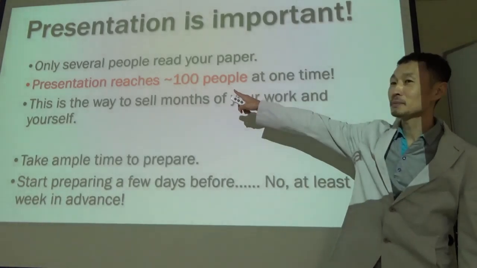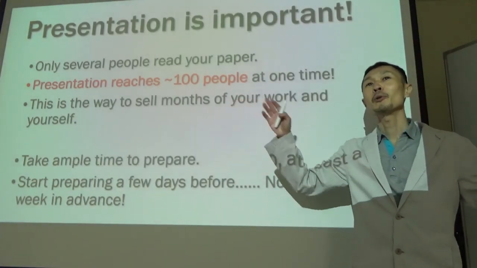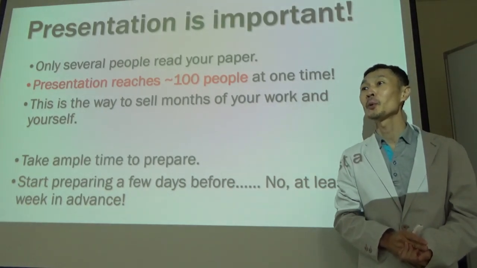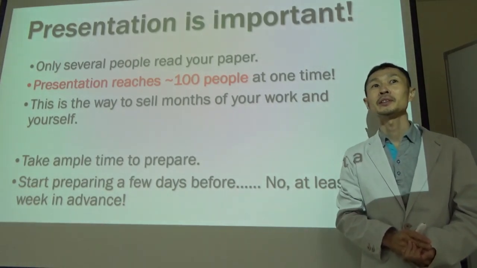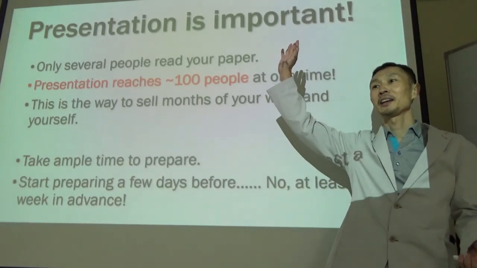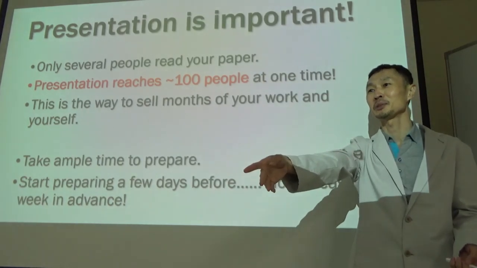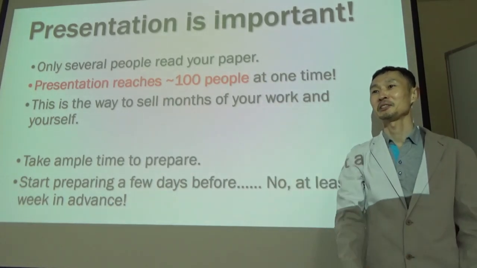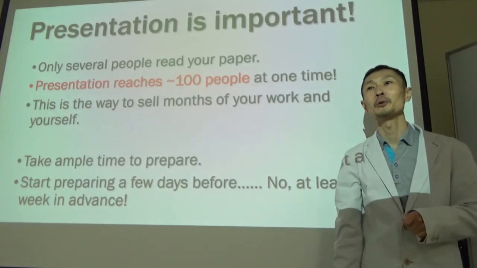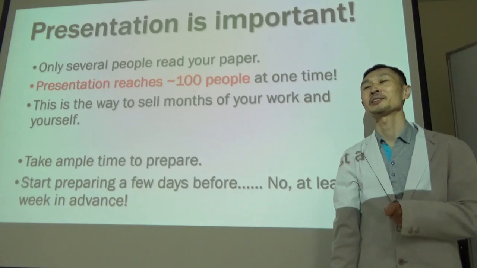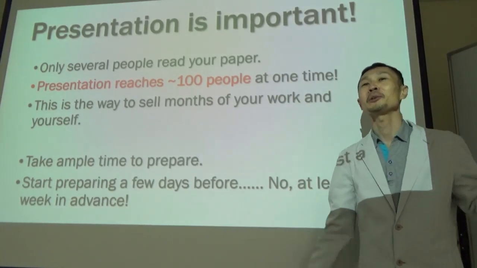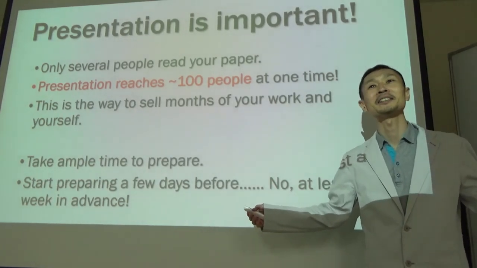If you write a paper, of course you're writing papers, right? What's the average citation to an average paper? Do you know? Who has written a paper so far? Okay, well, how many citations do you have in your paper? I never counted. You never counted? So, the average citation to your paper is something like 4 or 5. Okay, some papers get hundreds of citations, but average papers. So only 4 or 5 people read your paper, seriously.